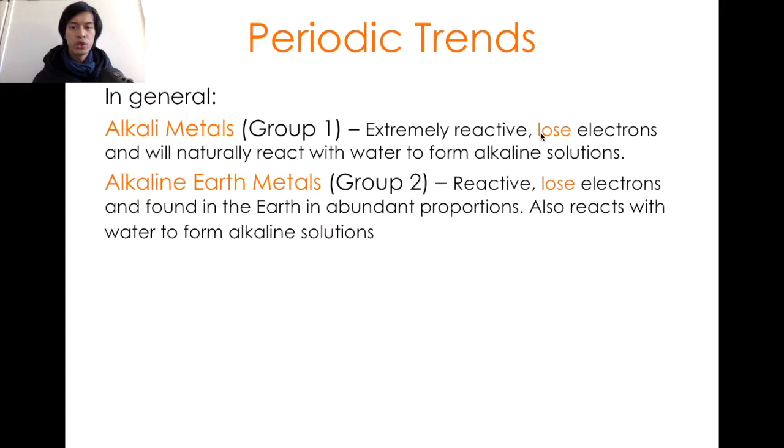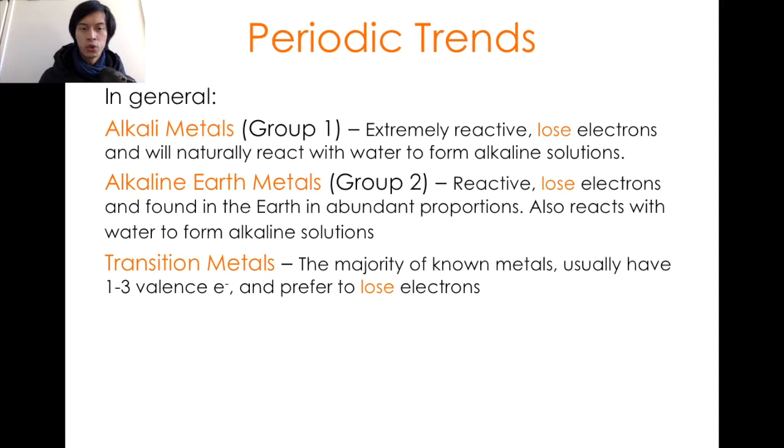Alkaline earth metals, group 2, are very reactive. They're not as reactive as alkali metals, but they are still reactive, and they will also lose electrons, and they're found in the earth in abundant proportions and also react with water to form alkaline solutions. The majority of known metals are called transition metals, and usually have a range from about 1 to 3 valence electrons, and they will also prefer to lose electrons.